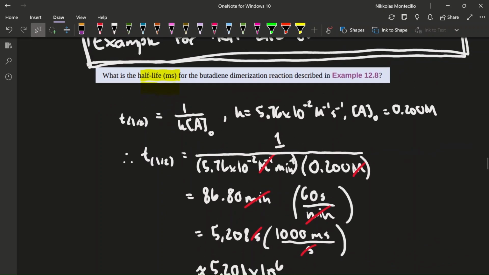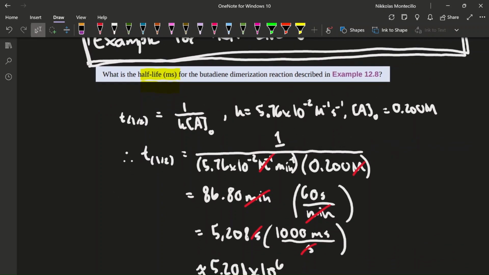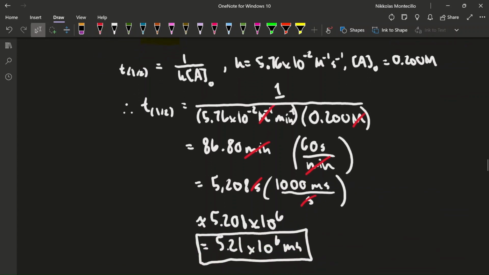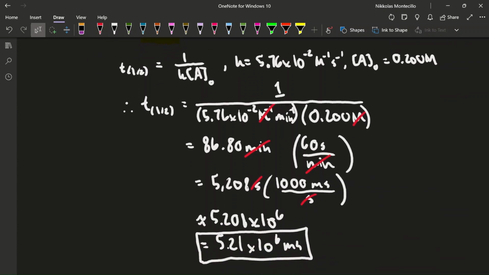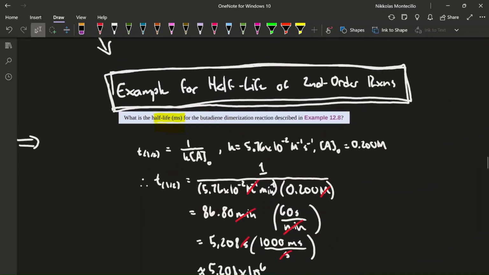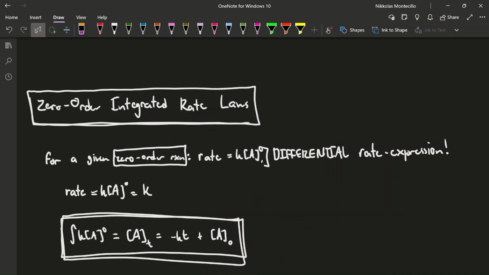So we convert minutes into seconds, and then we convert seconds into milliseconds, right? And the answer comes to approximately 5.21 times 10 to the power of 6 milliseconds. So that's how long it takes for the half-life of a reaction. Okay. Lastly, we have zero-order integrated rate laws.